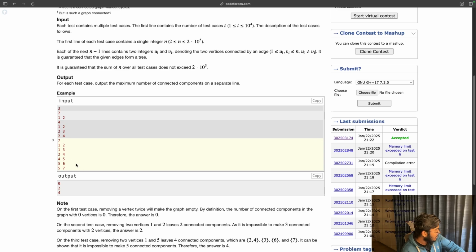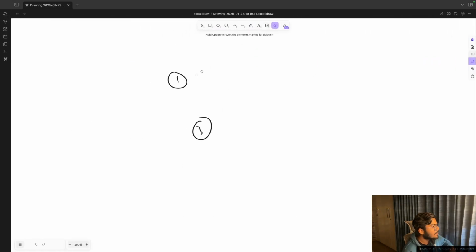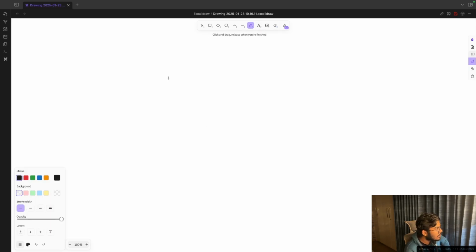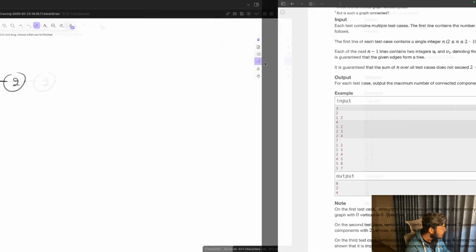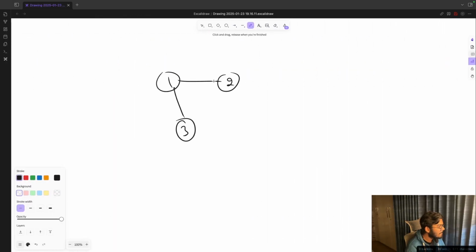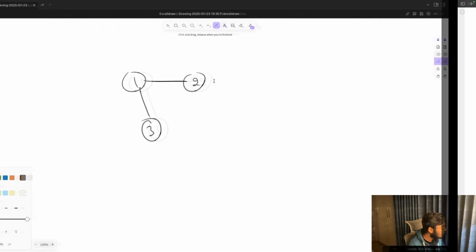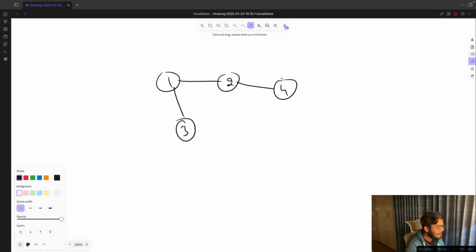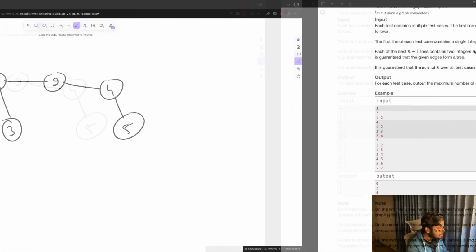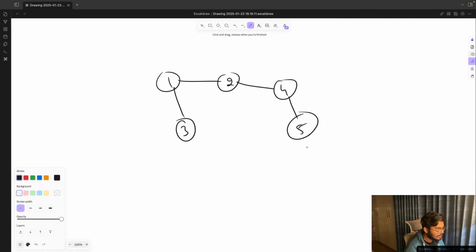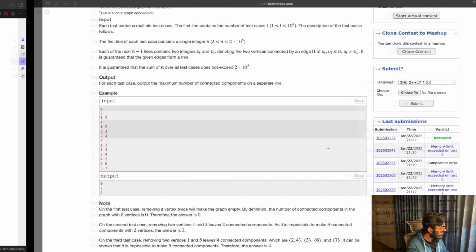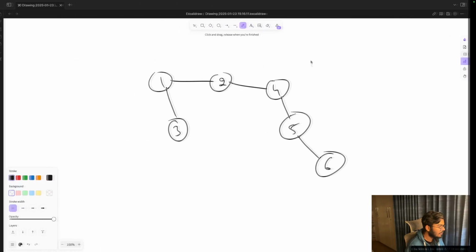And in this test case, like 1, 2, 1, 3, 2, 4. Okay, let me erase everything. So we have 1, 2, 1, 3. Then we have 2, 4, 4, 5, 5, 6, and 5, 7.